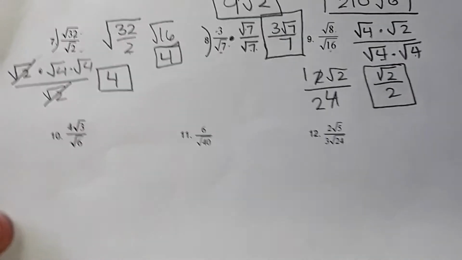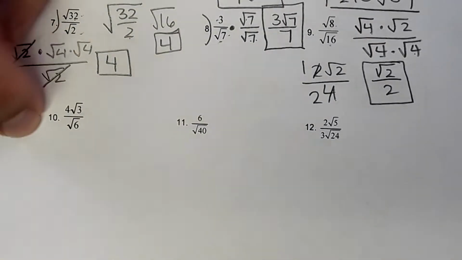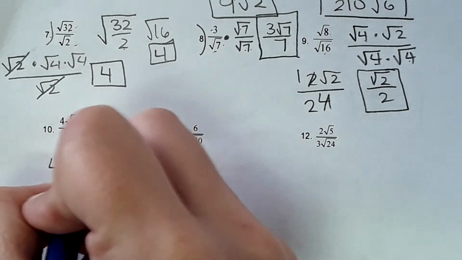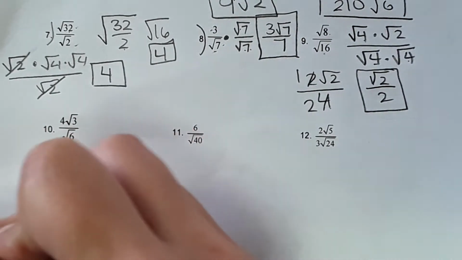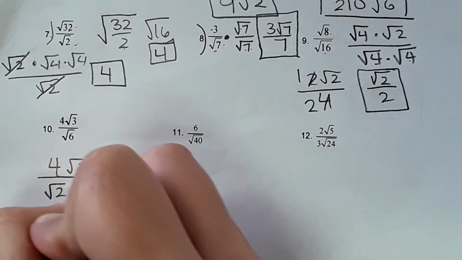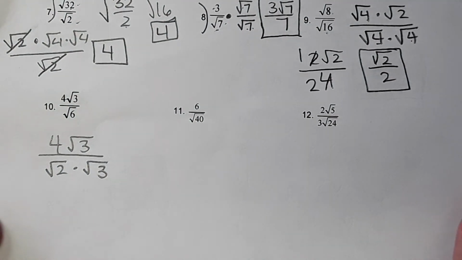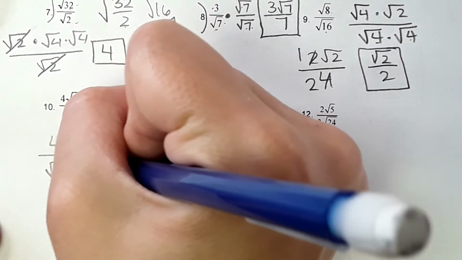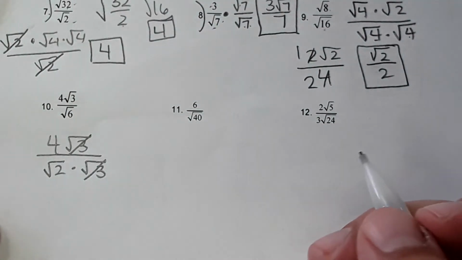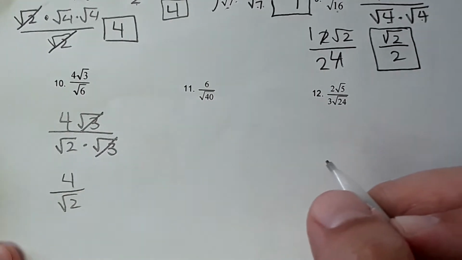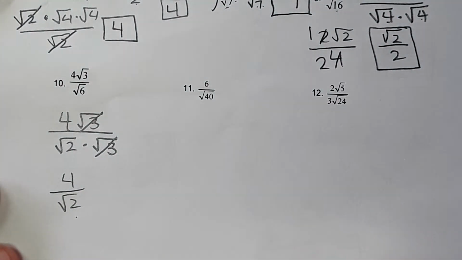And then number 10, continuing the same process. Just breaking everything up. Square root of 3 is as simple as it gets. 6 can be broken up as square root of 2 times square root of 3. And when you do that, the square root of 3 cancels. And I'm left with 4 over square root of 2. But we can't leave the square root as a denominator.